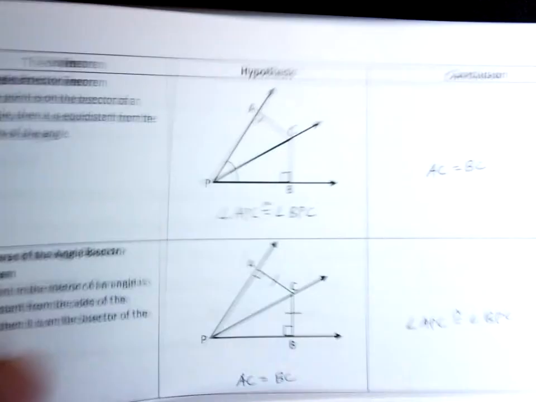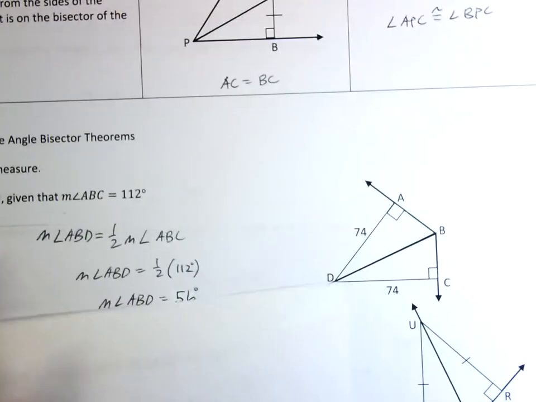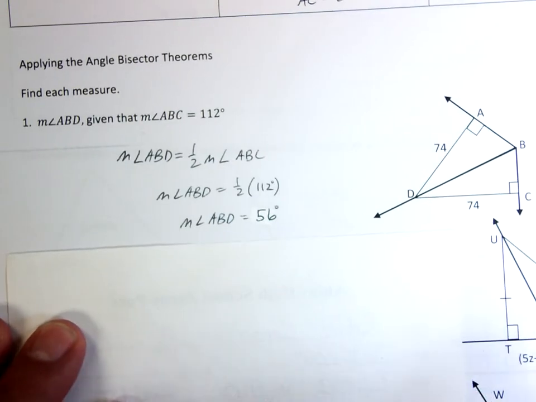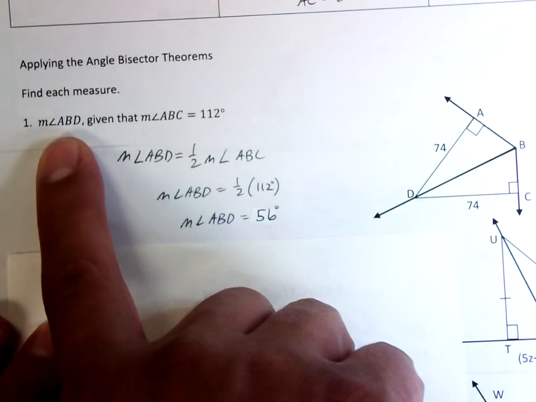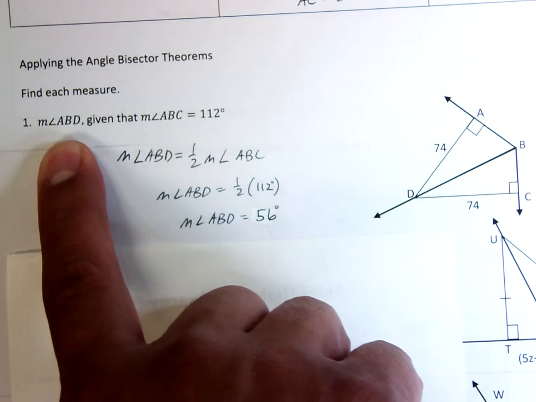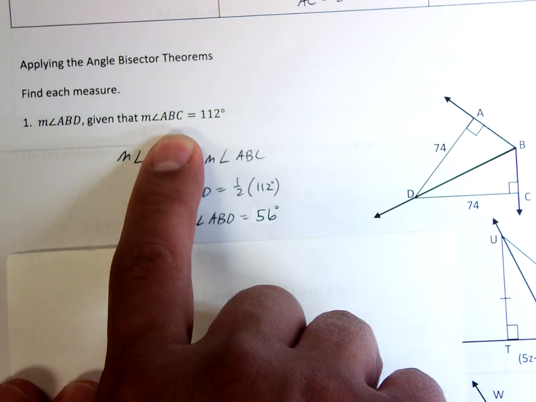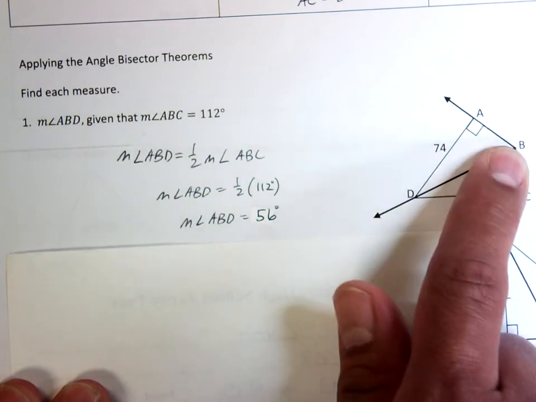Okay, so what does that look like? I've got a picture that looks like this. It says, find the measure of angle ABD, given that ABC is 112. So ABC is the big angle.